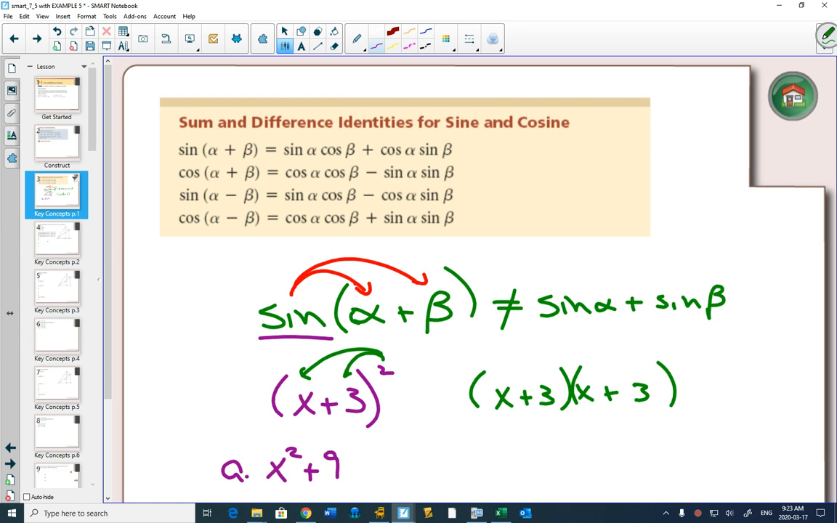But this idea of distribution is so strong within you that you want to do it all the time. Distribution works with numbers. It works with variables because variables represent numbers. It doesn't work with functions. So if you have sine of something plus something, the only thing you could do is change it to the right-hand side of this formula. Yes?